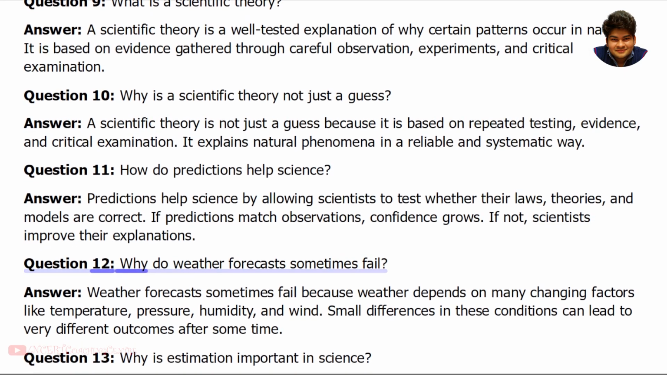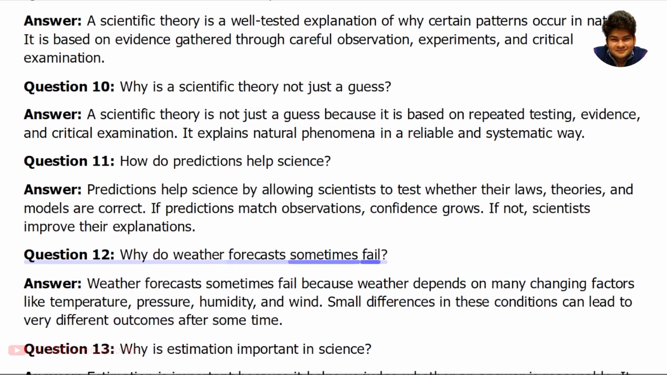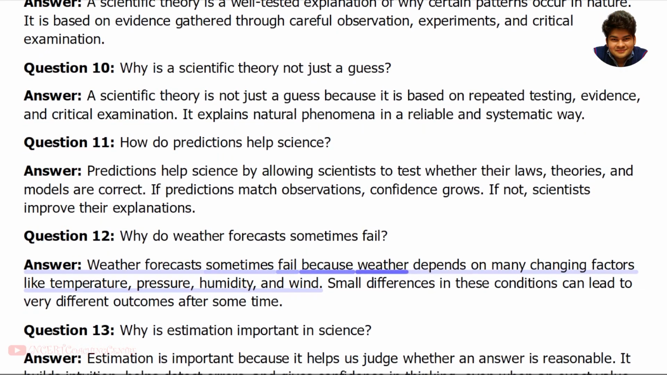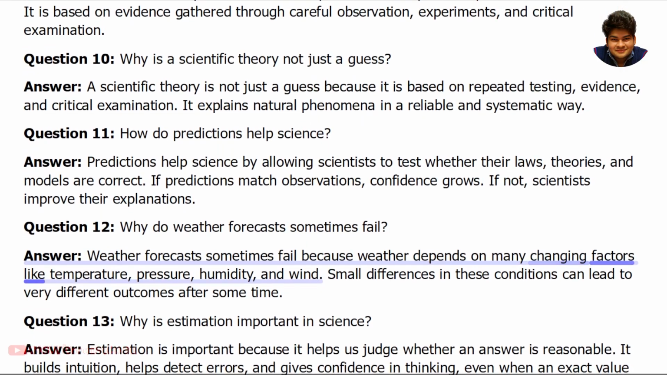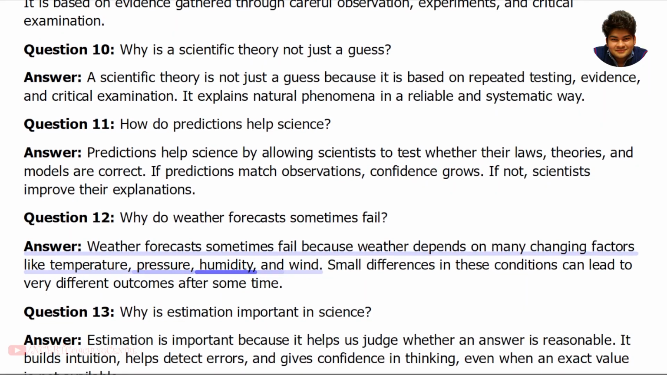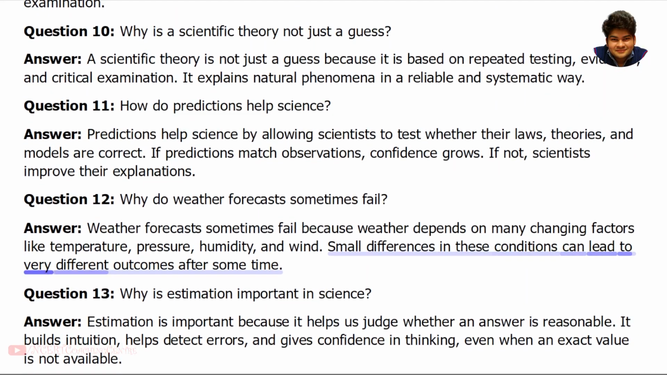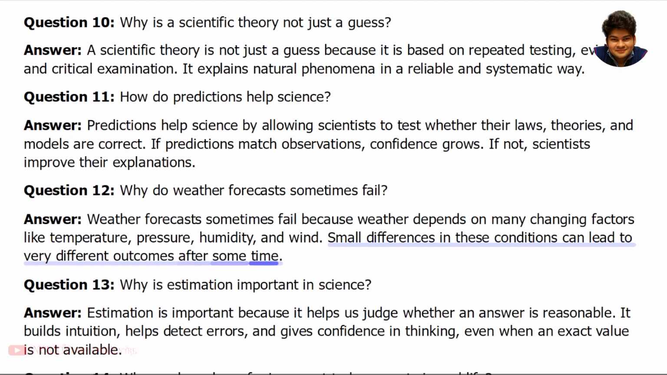Question 12. Why do weather forecasts sometimes fail? Answer: weather forecasts sometimes fail because weather depends on many changing factors like temperature, pressure, humidity, and wind. Small differences in these conditions can lead to very different outcomes after some time.